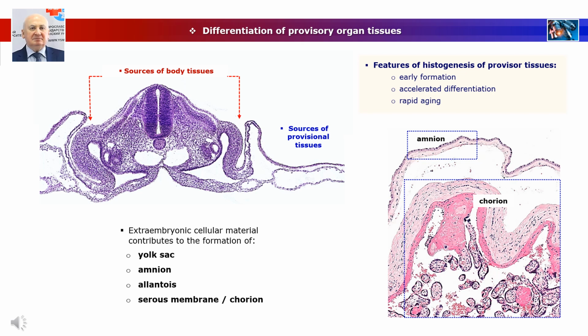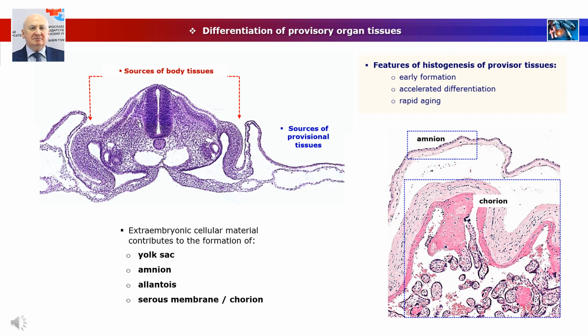Alongside the formation of tissues contributing to the construction of the embryo's body, a portion of the cellular material of the germ layers differentiates into tissues of provisional organs. This term refers to temporary organs that function only during the embryonic period. They may perform functions specific to the embryo or basic functions of the organism until the formation of similar final organs peculiar to the adult organism.